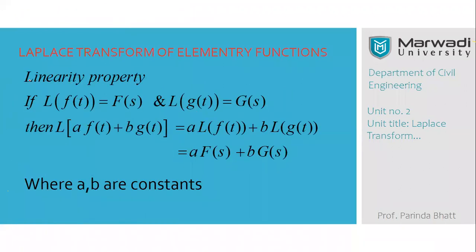Now, the most important property, the linearity property, right? You learn it when you learn algebra, right? Associative property and all that. Here, for the Laplace transform, this is the linearity property. What is the statement of the linearity property? If Laplace of f of t is equal to capital F of s and Laplace of g of t is equal to capital G of s, then Laplace of a into f of t plus b into g of t, where a and b, right, are constants.